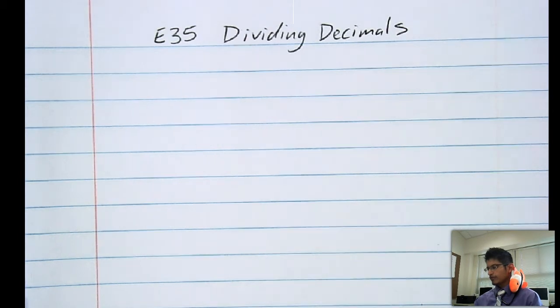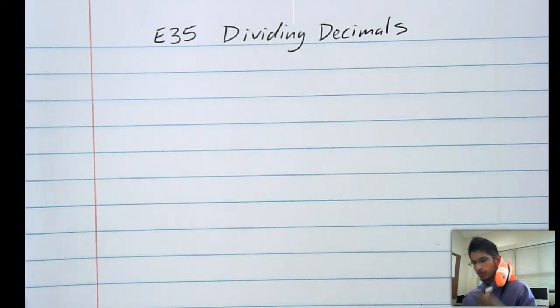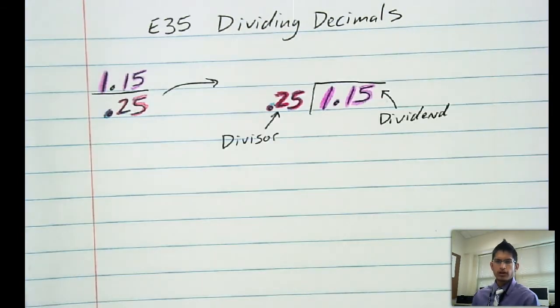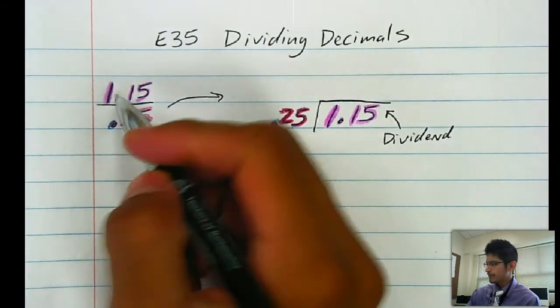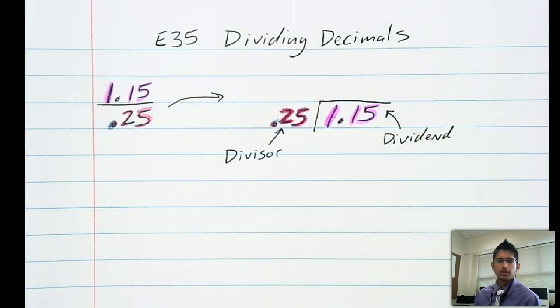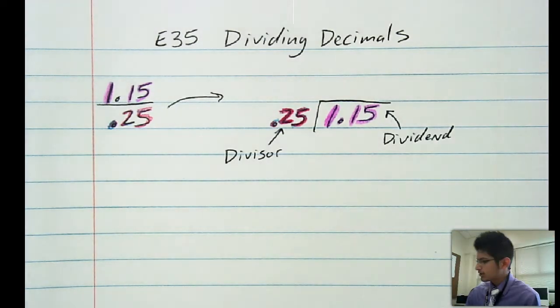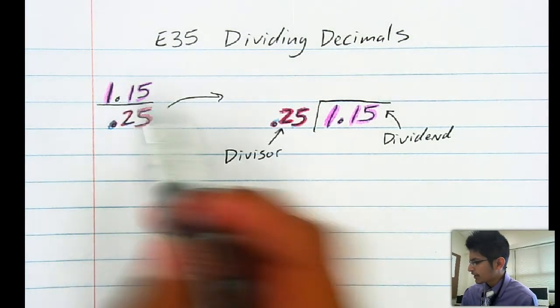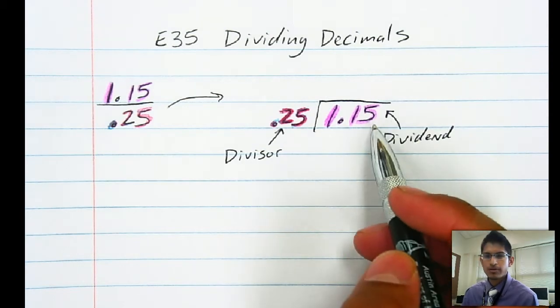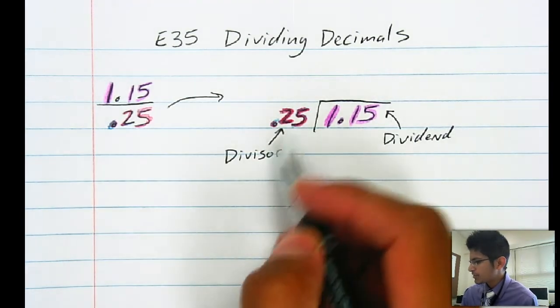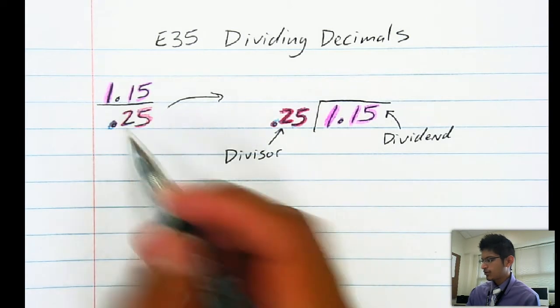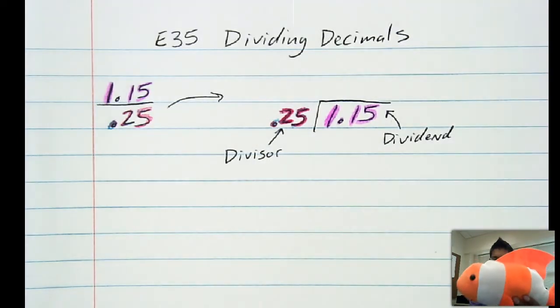Alright, well let's get started with our first example. We're talking about dividing decimals. Let's start off with this example. We have $1.15 divided by 25 cents. Now remember, fraction means division. So you need to set up your problem like this. The numerator is going to be the dividend. That's the number that goes inside. And the divisor will be the number on the outside. That's also the denominator.